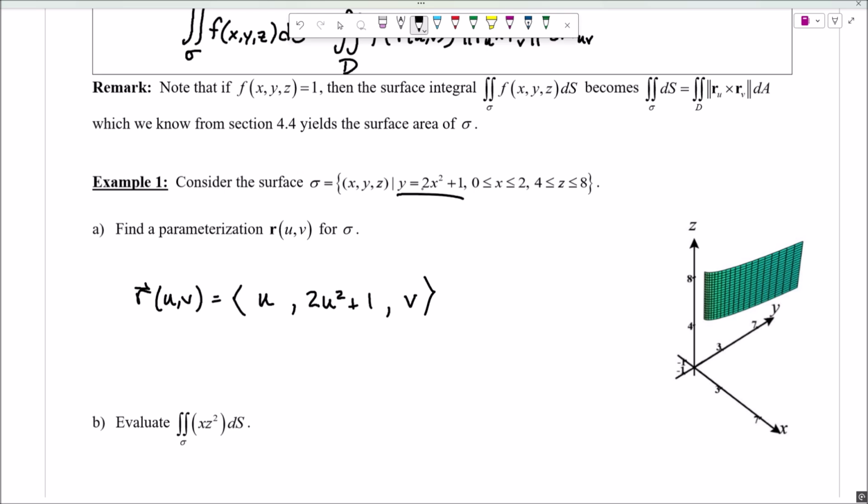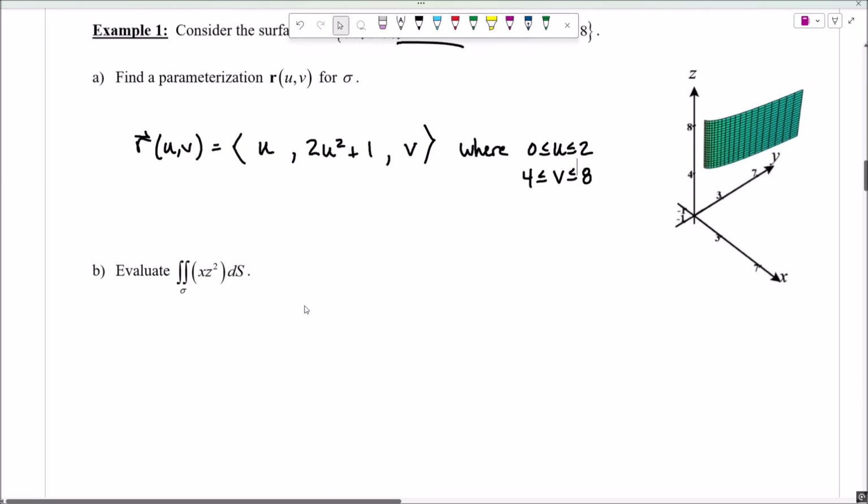Okay, that z component. Of course, when I'm doing a parameterization, I also want to state some restricted ranges on my variables u and v. Well, v is super easy. I have that v is equivalent to my z variable, so if z goes from 4 to 8, v should also go from 4 to 8. Similarly, x is playing the role of u, and since x goes from 0 to 2, u should also go from 0 to 2. So I have a perfect parameterization here, and this should make it really, really easy to evaluate in part B this surface integral.